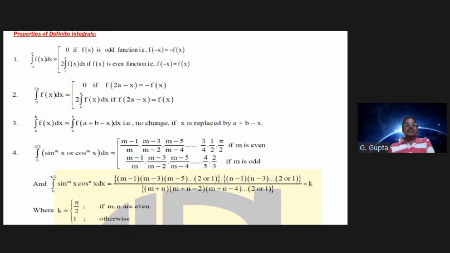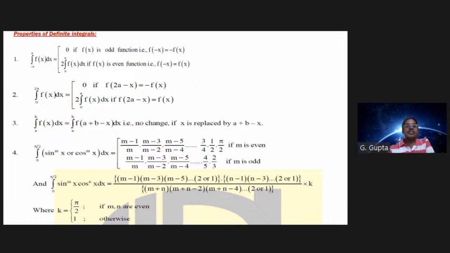Properties of definite integrals. Integral minus a to a f of x dx. The limits are the same but opposite in sign. This equals two cases. One answer is 0, in the case where your integrand f of x is an odd function. If f of x is an even function, then the given integral is twice integral 0 to a f of x dx.